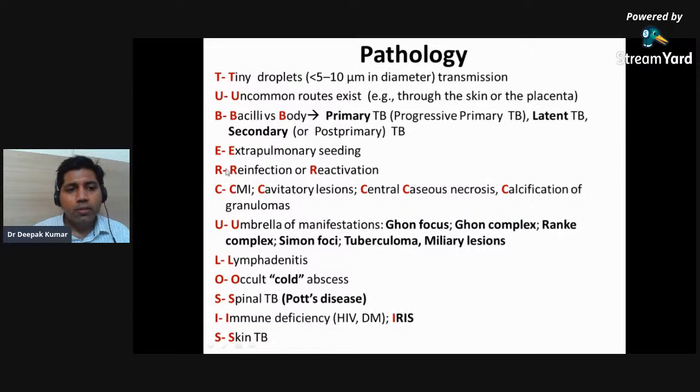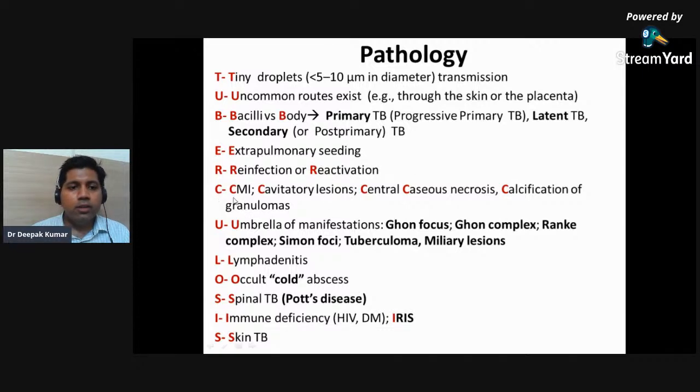Okay. Next, R for reinfection or reactivation. It is difficult to tell whether a patient who had old tuberculosis, for example in adolescence, and is presenting to you again with tuberculosis at the age of 30, has it because of reinfection or reactivation. But in either case, the area that is usually involved is the apex of the lungs.